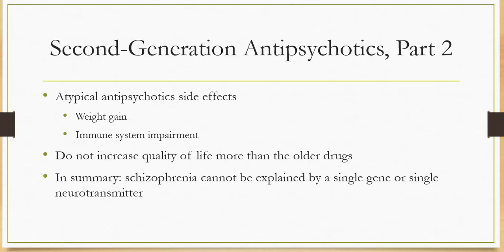Some side effects of these second generation antipsychotics are weight gain and immune system impairment. They don't seem to increase the quality of life any more than the older drugs, but they don't have those same movement side effects, so they're going to go with those rather than the earlier ones. Final summary of schizophrenia is it can't be explained by a single gene or a single neurotransmitter.